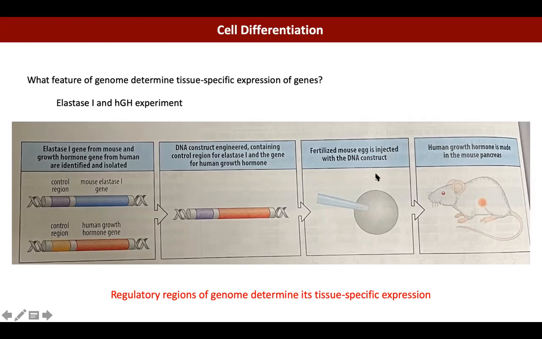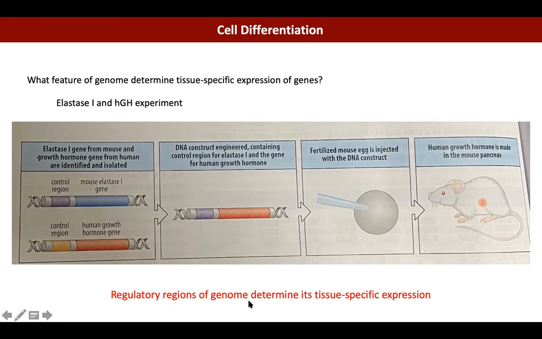Then the mouse grew, and the mouse started making human growth hormone in the pancreas. Why is that? Because we introduced the human growth hormone gene with the mouse elastase gene promoter, and the transcription factors that bind to this promoter are only expressed in the pancreas. This was a very interesting experiment, and it proves that the regulatory regions of the genome determine tissue-specific expression. So if you put any gene here, for example from neuronal cells or muscle cells, with the elastase 1 promoter, it will start expressing in the pancreas.